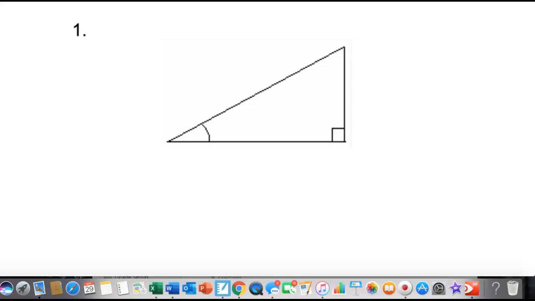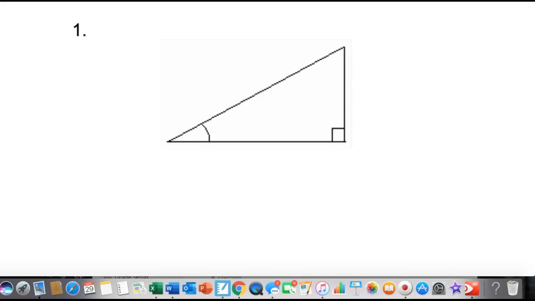This lesson is called 8-4, Introduction to Adjacent, Opposite, and Hypotenuse. In this lesson, we're going to be looking at how we can tell which side length is the adjacent side, the opposite side, or the hypotenuse.